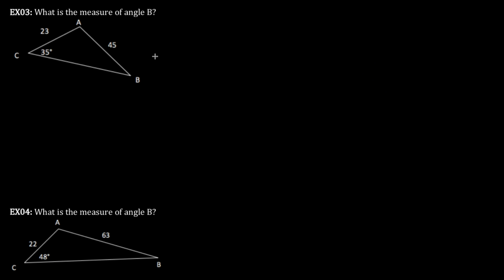But I'm going to show you something less advanced, like how to find angles, right? So we have 35 degrees. It is opposite of the 45. And then we want to know angle B. So let's do that. And that's opposite of the 23. Now, normally you might say something like sine of 35 degrees over 45 is proportional to sine of x over 23.